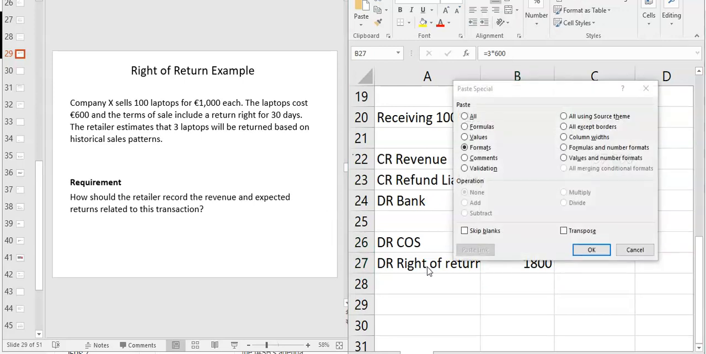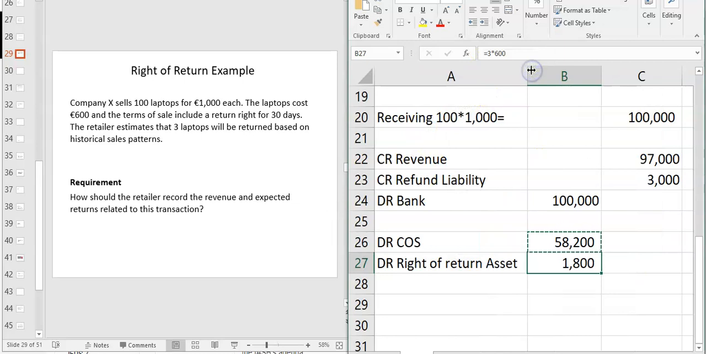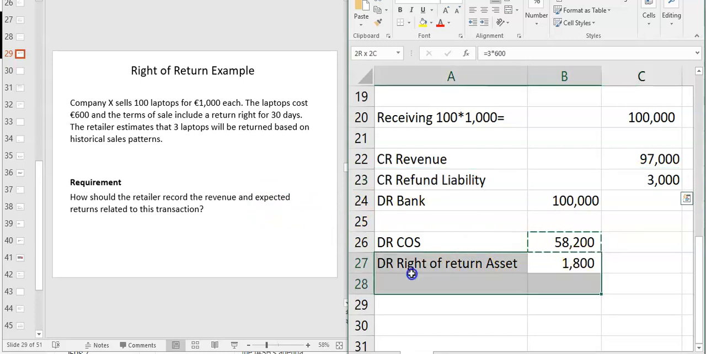Now that goes to inventory. It's a current asset, it goes to inventory, and it's something new that we wouldn't have had before. You're essentially saying, well, if I do pay this refund liability, I am going to get these assets back because they have to be returned. So that means they're going to be an asset.